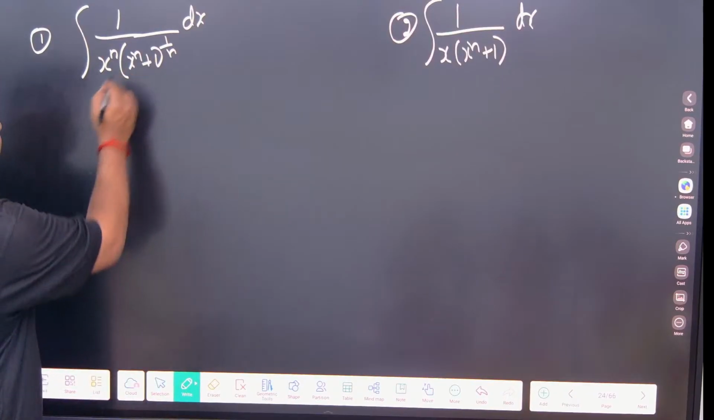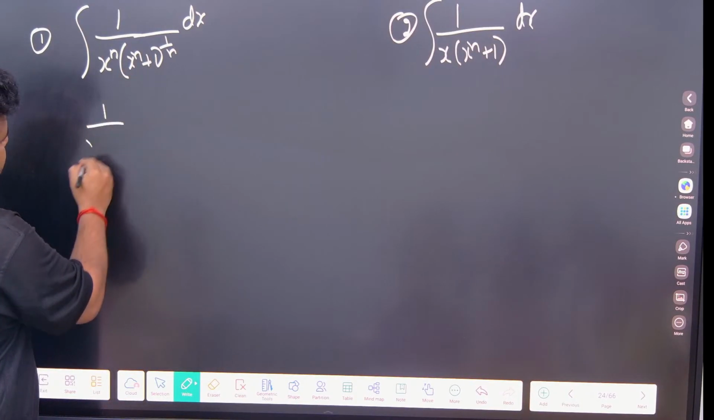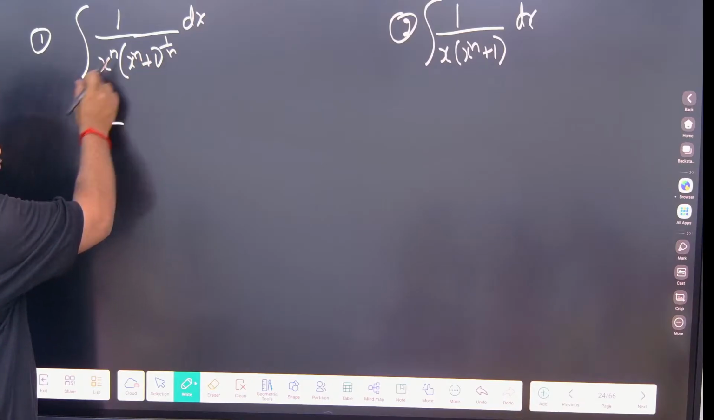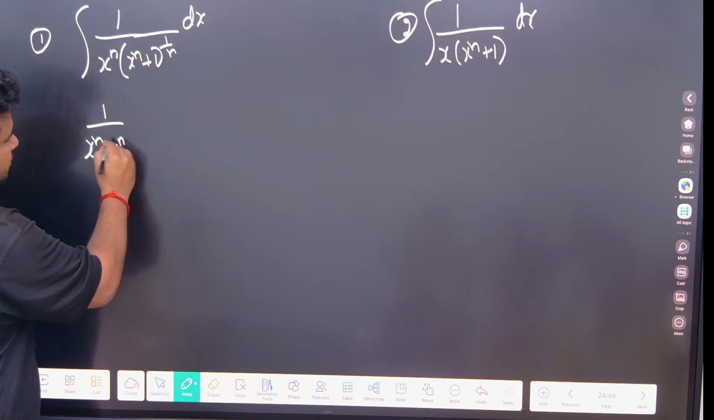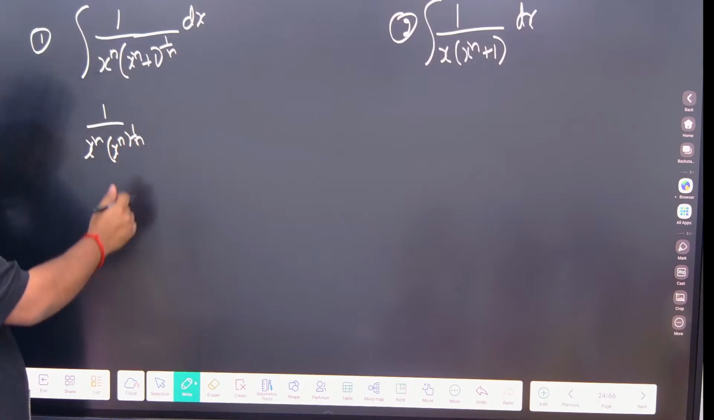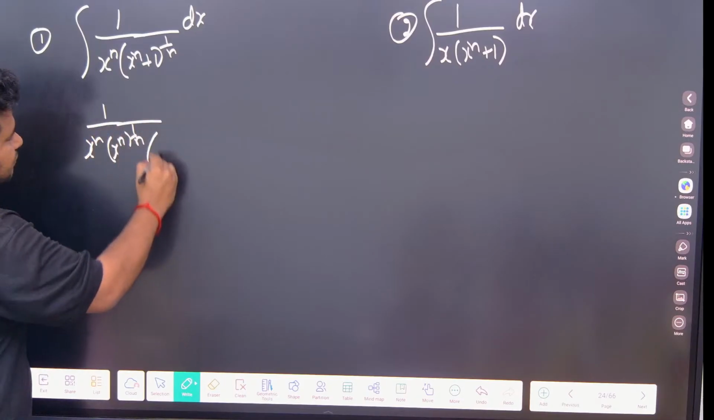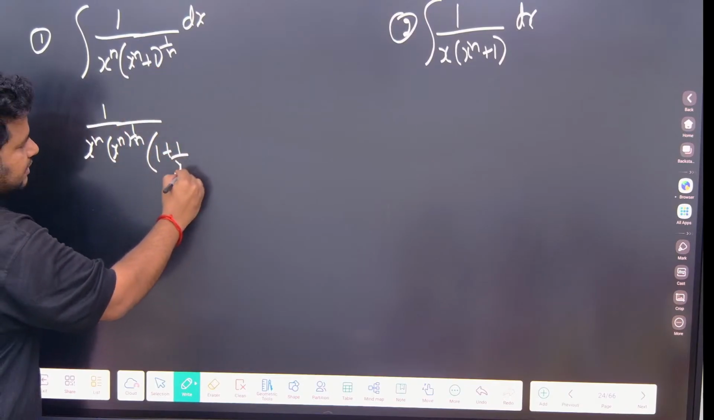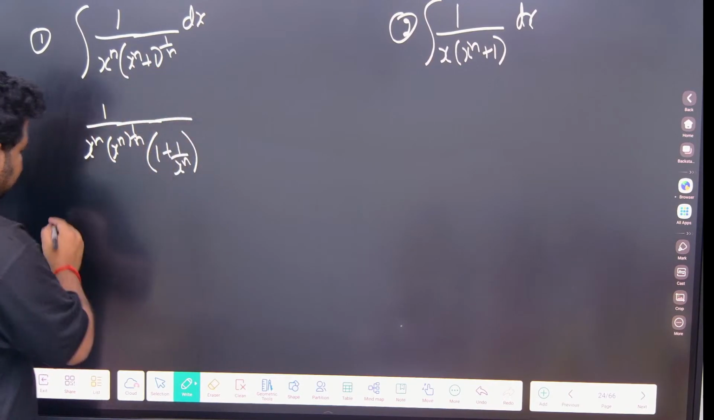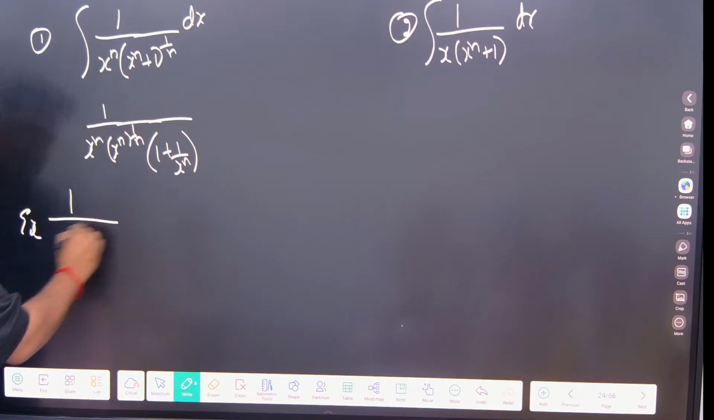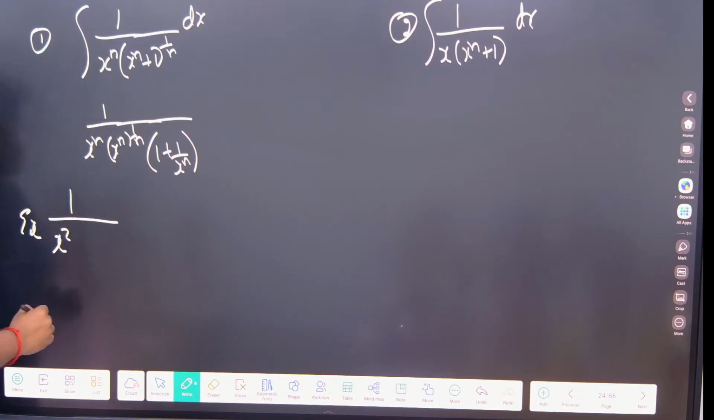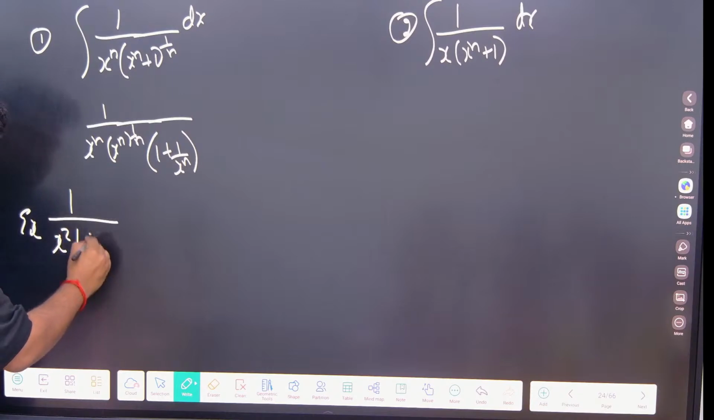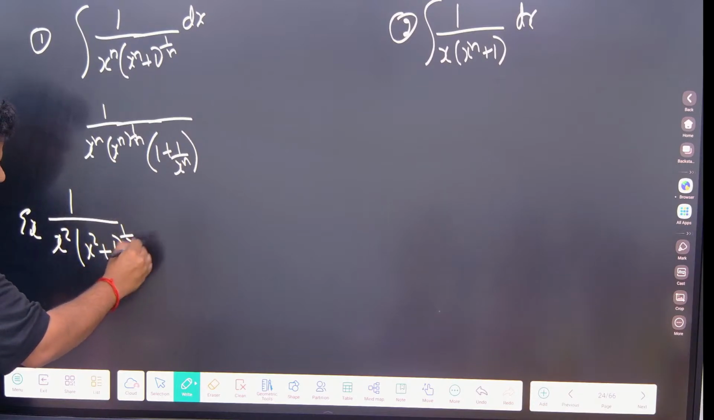So see here, what can I do here? 1 by x power n. If I bring this x power n outside, this will become x power n to the power of 1 by n. This will become 1 plus, if I am bringing it out, here I have to divide. So 1 plus 1 by x power n. Suppose, for example, I am having 1 by x square into x square plus 1 to the power of 1 by 2.